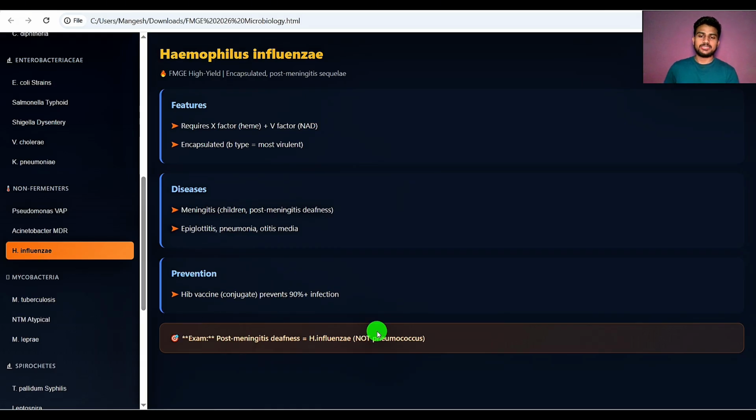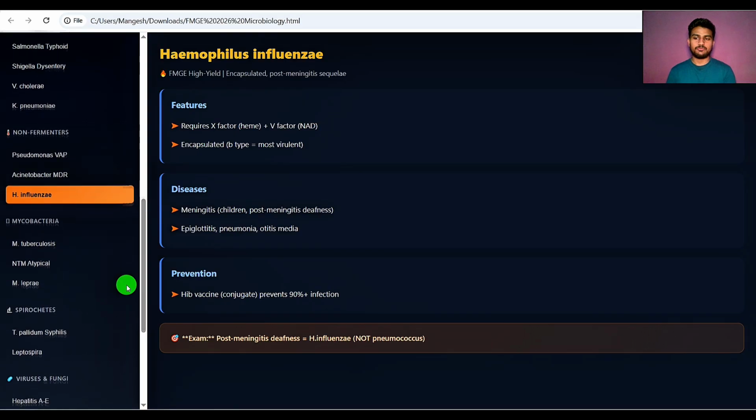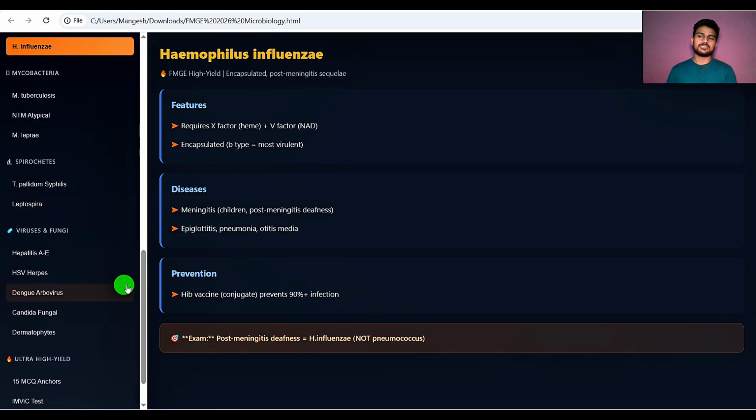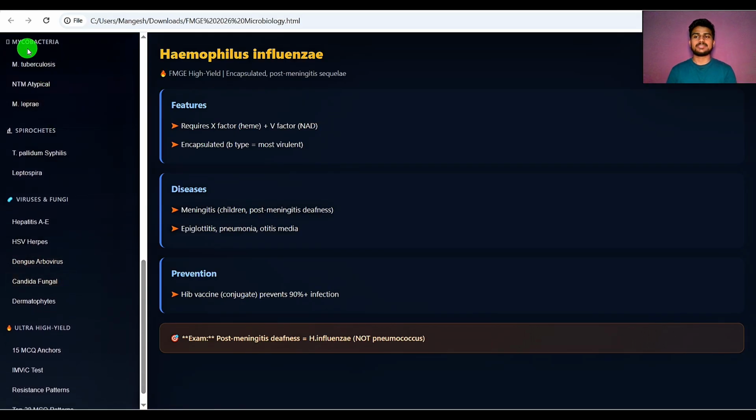So from an exam point of view, I already told you that they can ask which bacteria is used for hemolysis purpose, or post-meningitis deafness is associated with which bacteria. It is Haemophilus influenzae. This ends our discussion of this section. Let's move towards the next section, that is Mycobacteria.